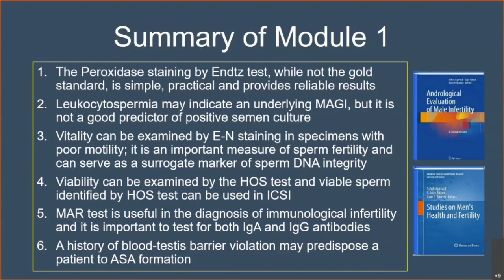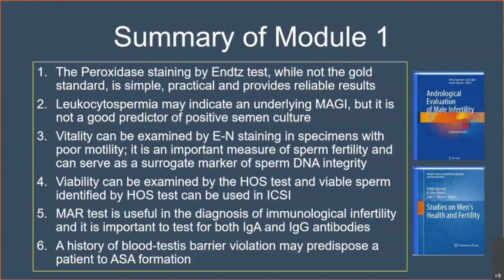to sperm DNA testing. Viability, on the other hand, can be examined by the hypoosmotic swelling test, and viable sperm which are identified by this test can be used in ICSI, because we are not doing any kind of staining. So you can simply select that sperm under the microscope and use it for injecting into the oocyte.